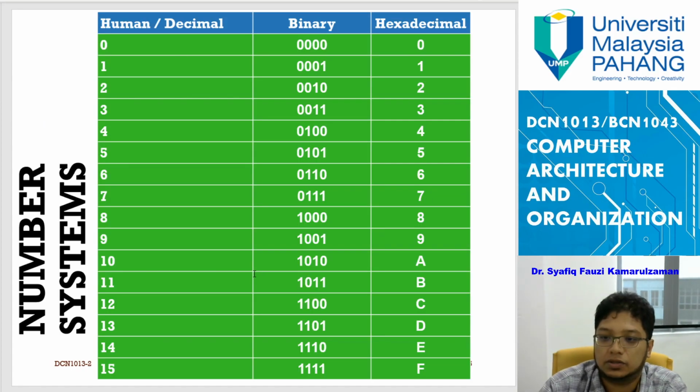So basically, if we talk about decimal, you have 0 until 15. This is where hexadecimal is represented from 0 until F. So you have 16 digits here. So the binary of this is basically an increment of 4-digit binary, from 0000 until 1111.